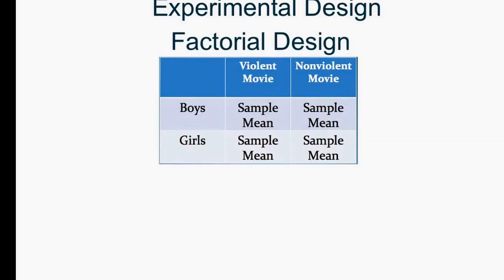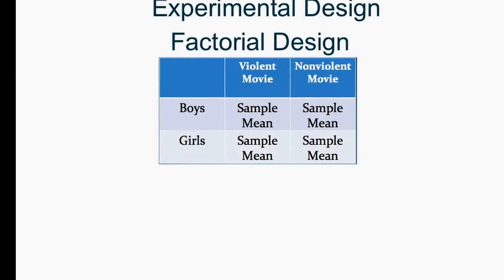So I want to now introduce a more complicated type of study, and that's called a factorial design. A factor is just a fancy word for an independent variable. And so when investigators don't limit themselves to a single IV, like the amount of violence in a movie, but instead might introduce 2 or 3 or 4 independent variables, we call that a factorial design.